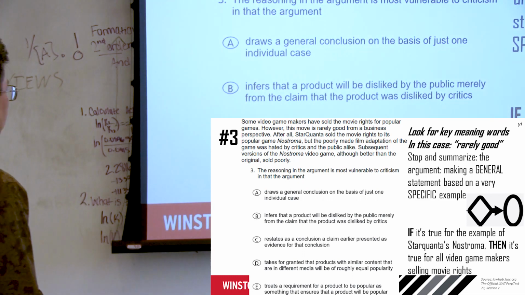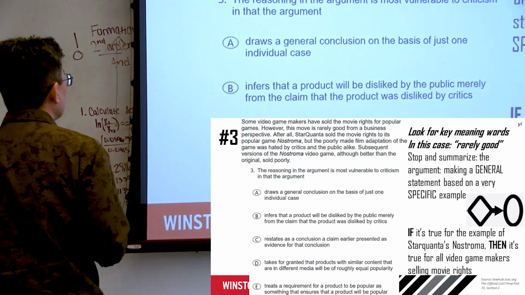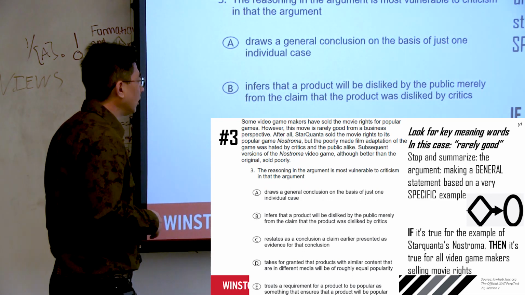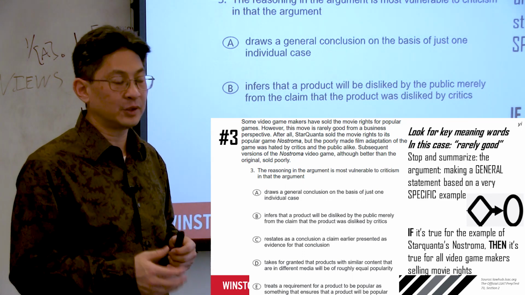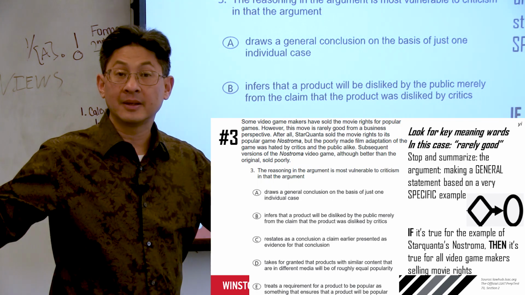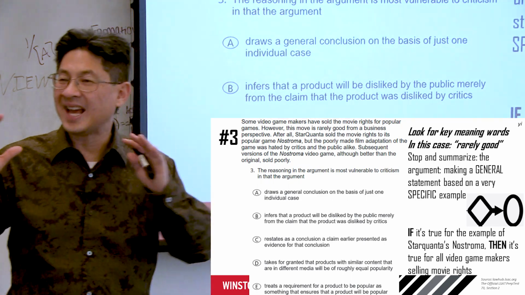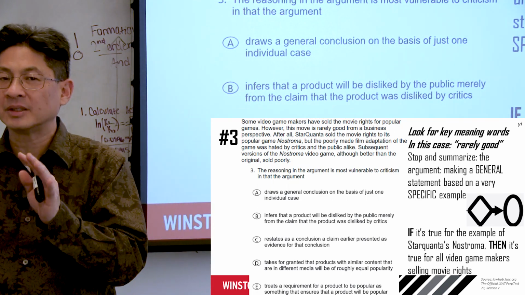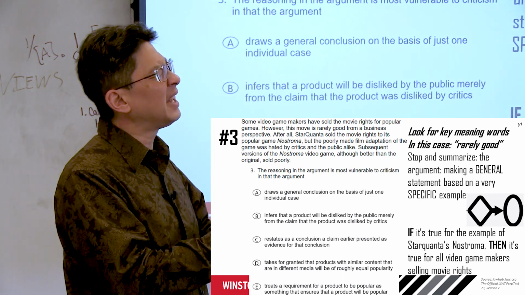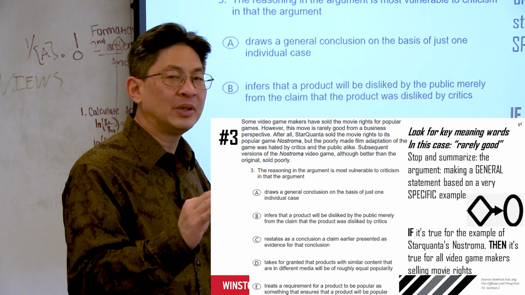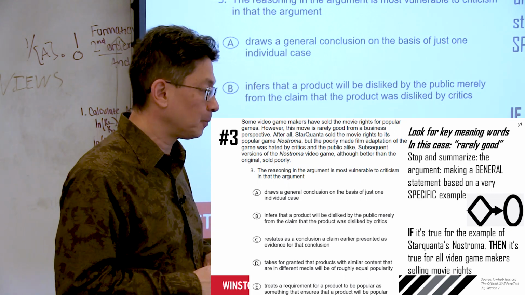Let's look at now some of the answer choices. It is vulnerable to criticism in that the argument draws a general conclusion on the basis of just one individual case. Hey, that sounds great. We did an excellent job of figuring out what it looked like to begin with, so that when we saw answer choice A, it lined up perfectly. And now we know that A is right and we can move on.